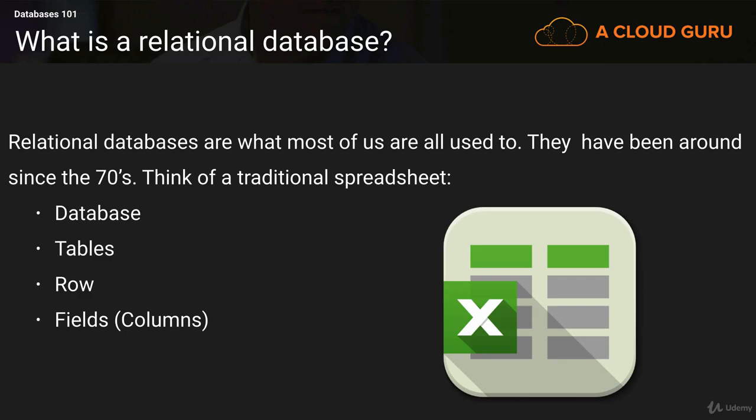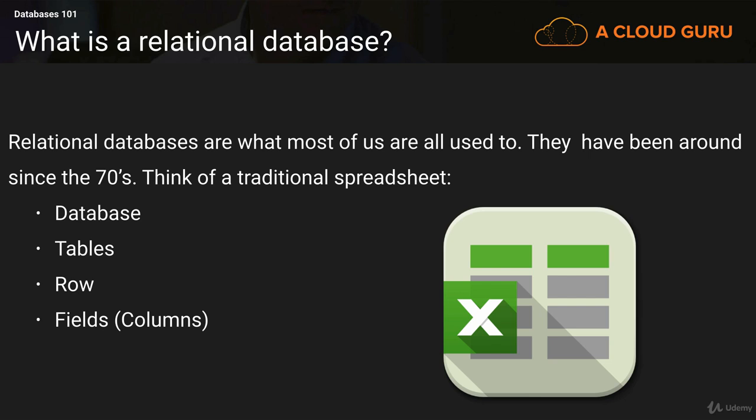So what is a relational database? Well, they've been around for a very long time, basically since the 70s. And the best way to think of a relational database is to think of a spreadsheet. So just like Excel or Google Sheets, essentially a database consists of tables. So if you think of a spreadsheet in Excel, you've got your workbook and inside you've got different sheets. And those sheets are made up of two things. They're basically made up of rows and fields. And your fields are going to be your columns.